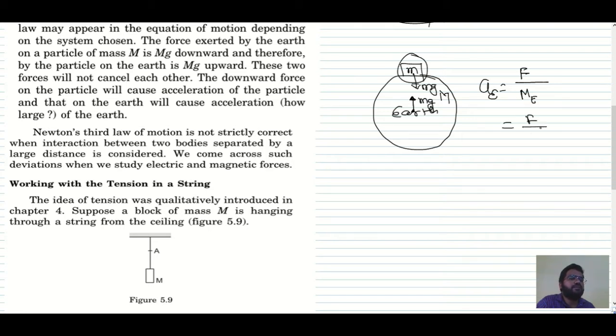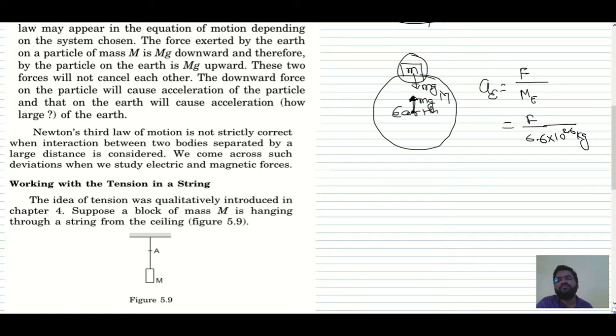Mass of the Earth, we know that 6,400, 6.6 into 10 to the power 26 kg. So if you just solve this, you will get acceleration a very small value, right? But yes, acceleration will be there. The downward force on the particle will cause acceleration of the particle, and that on the Earth will cause acceleration of the Earth. So whatever force on the Earth is there due to this small m, due to that some acceleration will be there.